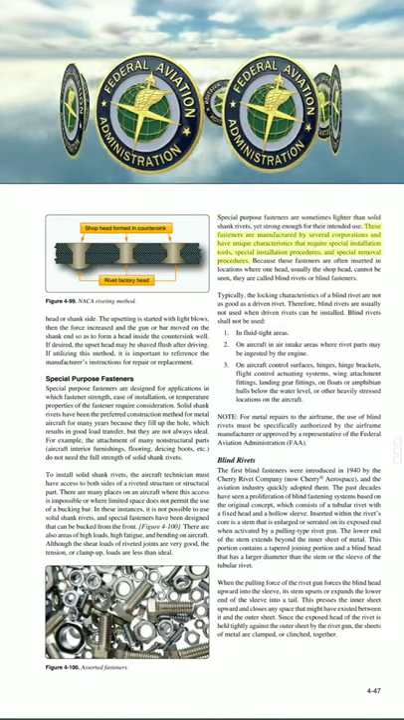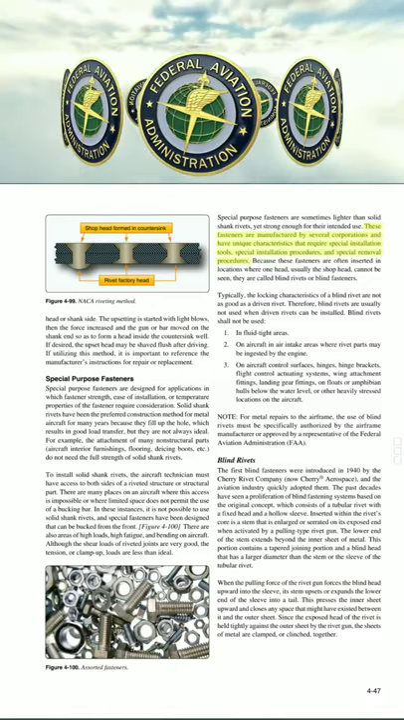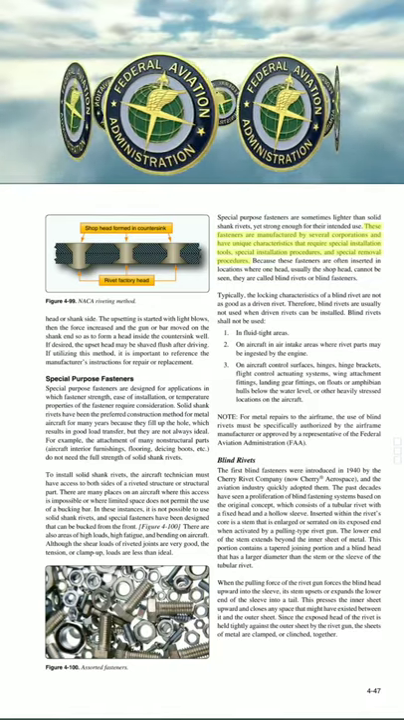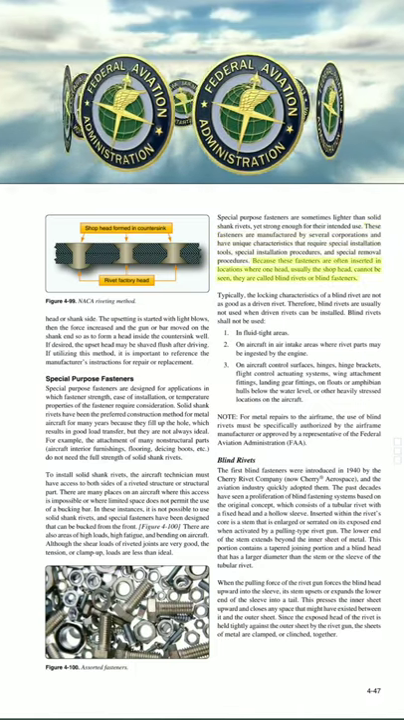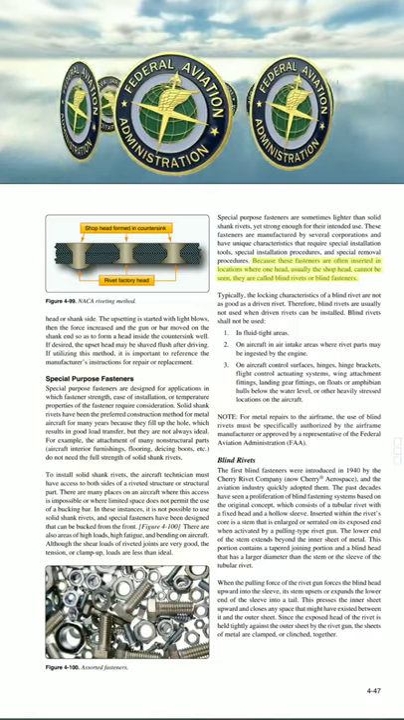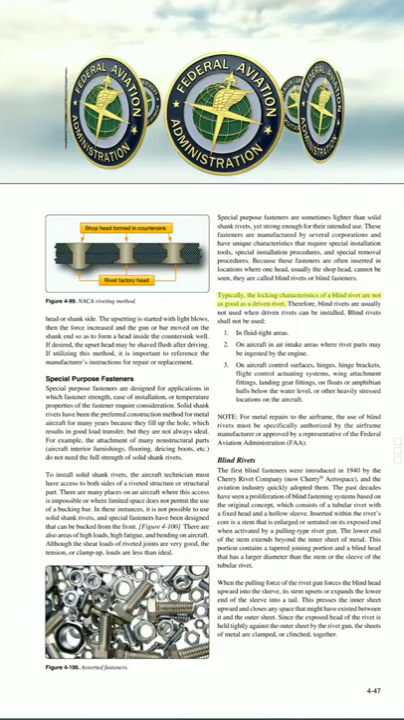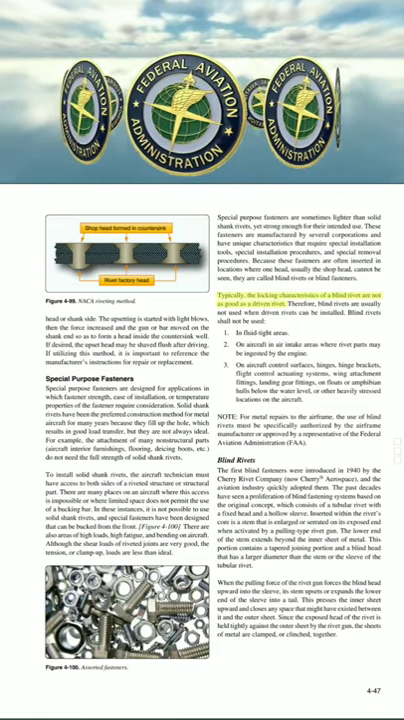These fasteners are manufactured by several corporations and have unique characteristics that require special installation tools, special installation procedures, and special removal procedures. Because these fasteners are often inserted in locations where one head, usually the shop head, cannot be seen, they are called blind rivets or blind fasteners. Typically, the locking characteristics of a blind rivet are not as good as a driven rivet.